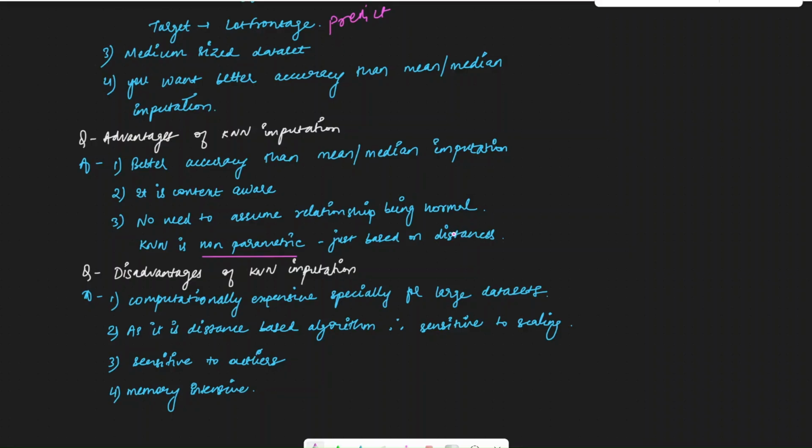There are a few disadvantages of this method though. The first disadvantage is that it is computationally expensive, especially for large data sets, because KNN is a lazy learning algorithm, so it requires huge amounts of resources. Second, as it is a distance-based algorithm, it is sensitive to scaling. This is one of the important things that you need to remember. Third, it is sensitive to outliers, because KNN again is a distance-based algorithm. And it is memory intensive, again because it is a lazy learning algorithm.